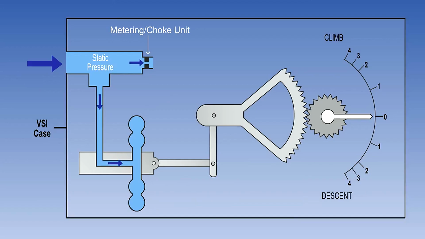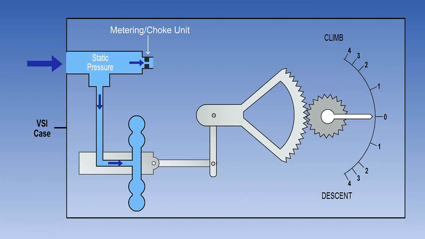As we have seen, the VSI uses the rate of change of static pressure to indicate a rate of climb or descent. To be of value, the indicated rate of climb or descent on the VSI must remain consistent, regardless of altitude and temperature. However, the higher the altitude, the less dense the air will be, and the slower the rate of static pressure change will be for a given change in altitude. The metering unit self-compensates for these changes.